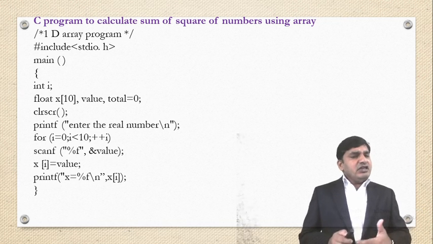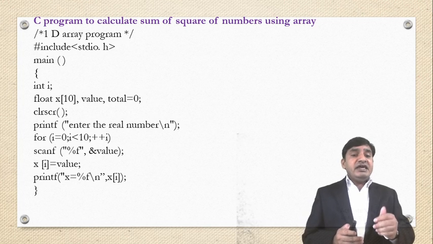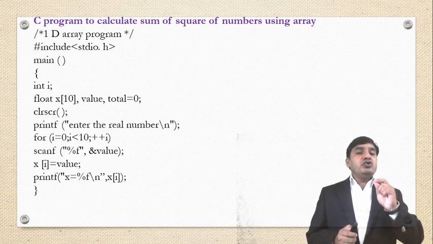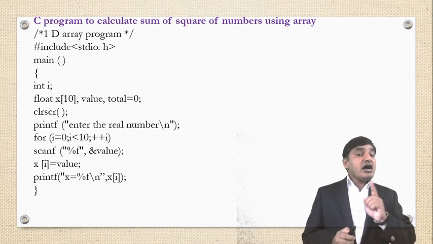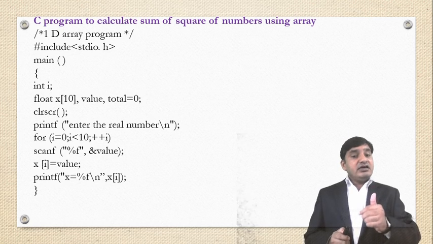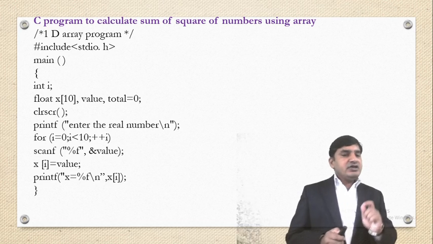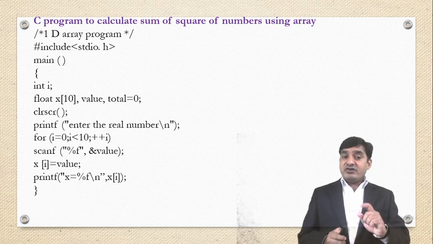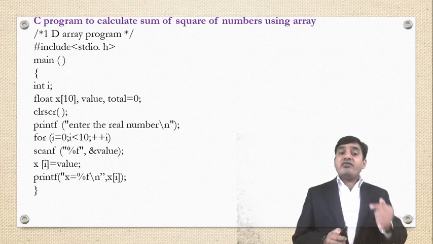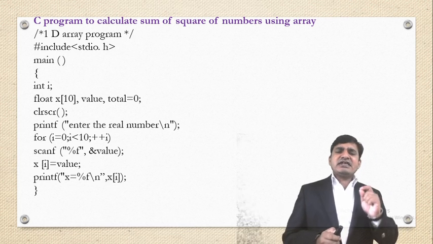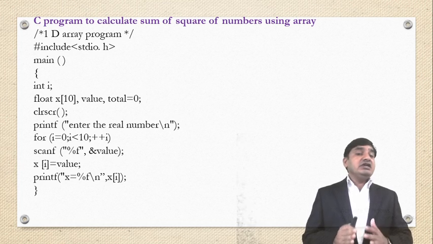Now in the for loop, this loop is executed as long as i is less than 10. i is incremented, and the for loop is executed up to i less than 10. Scanf function, %f. Now we have to enter the value. By using the scanf function we use %f because the value is a floating type.